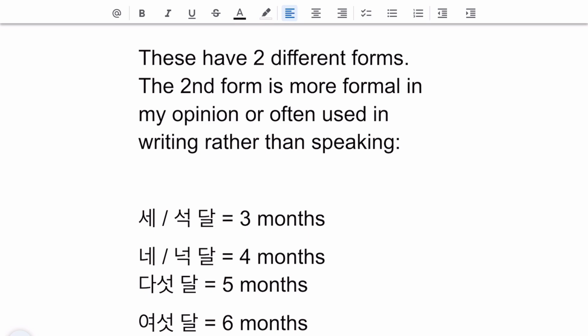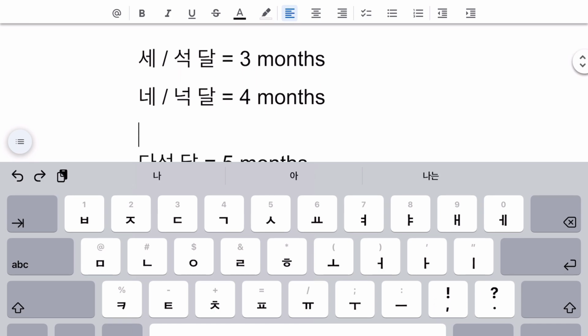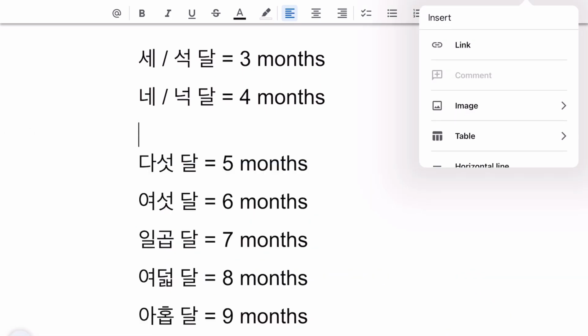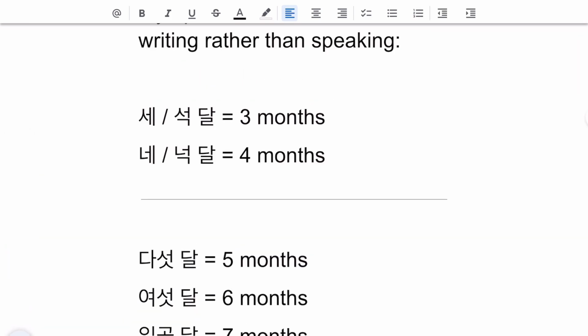And there are 2 different forms. The second form is a little bit more formal to me, but I feel like it's often used more in writing rather than speaking. Hold on, let me put a space here. I think there was a space here originally. Yeah, these are the forms I was talking about, just these 2.